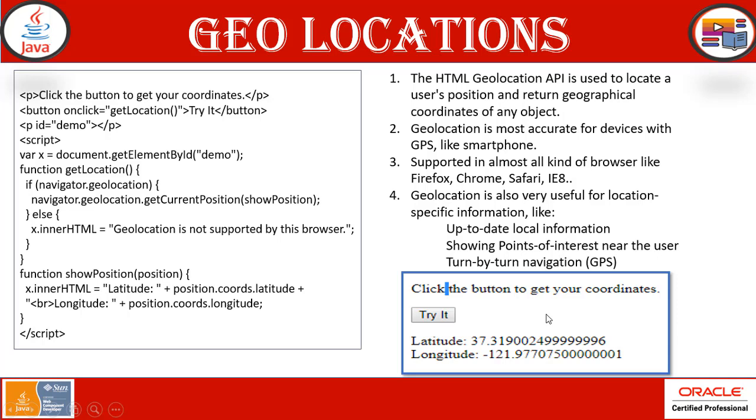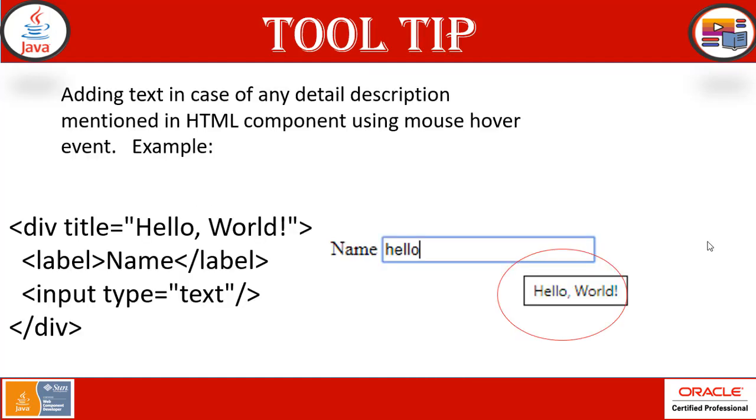So this is the feature HTML5 gives you. It is most accurate for devices like GPS, like smartphones, supported in almost all kinds of browsers, and it's very useful for location-specific information like up-to-date local information, showing points of interest near the user, and turn-by-turn navigation. Tooltip. A tooltip will help you add some text for the description of a particular object.